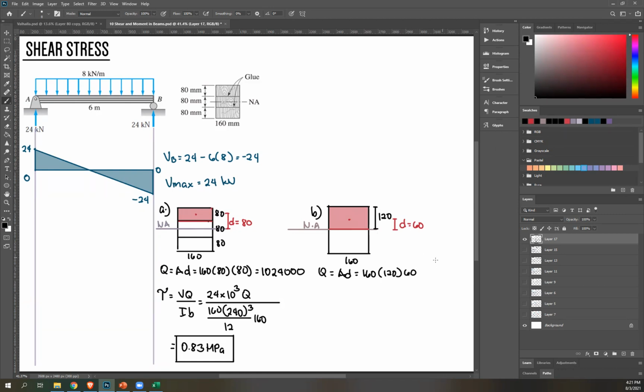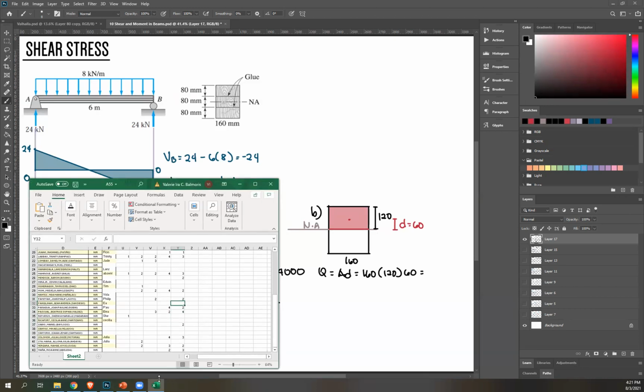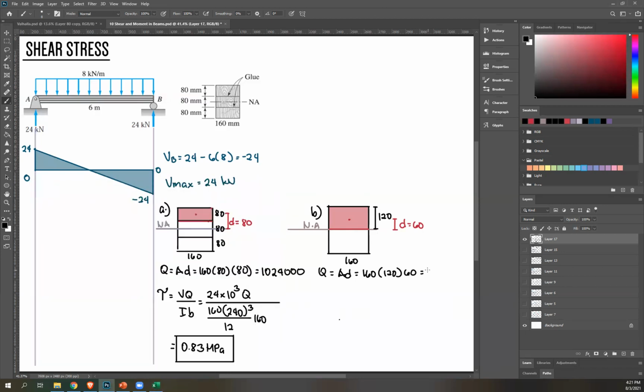What's the answer? Correct. 1,152,000. And then we can solve VQ over Ib. V is still 24, so 24 times 10 raised to 3. Q is this, so just copy that. I, same, bh cubed over 12. It's still of the entire figure. And then b is the width of this, which is still 160.